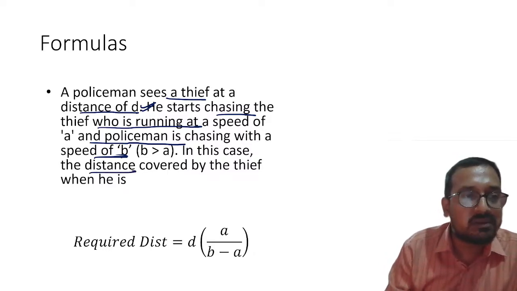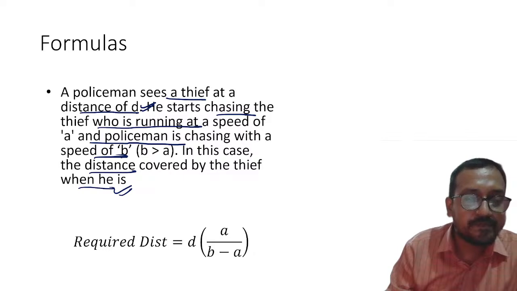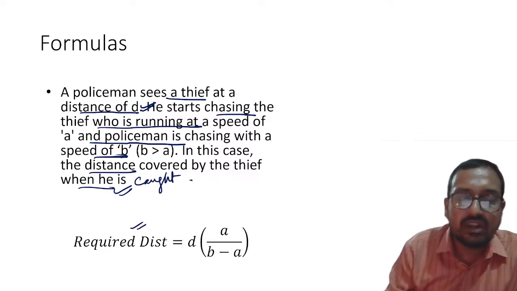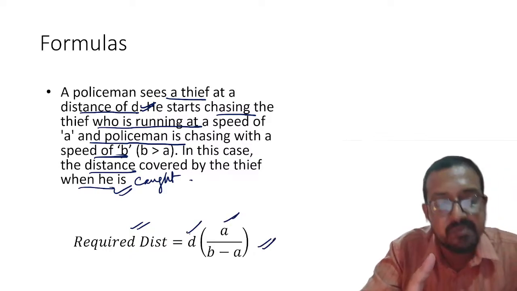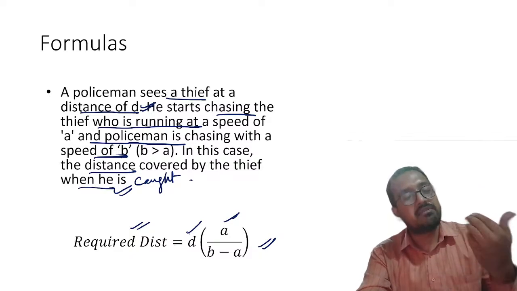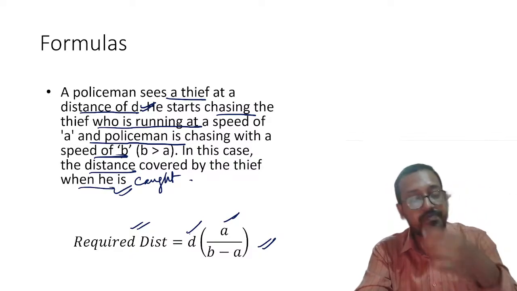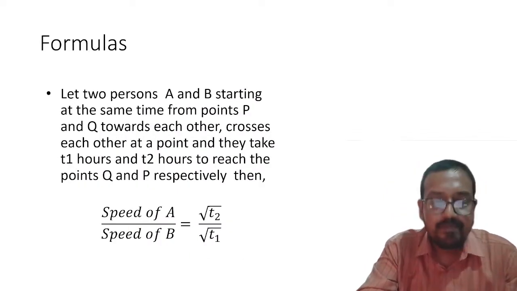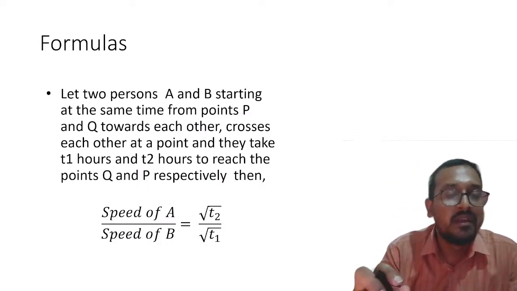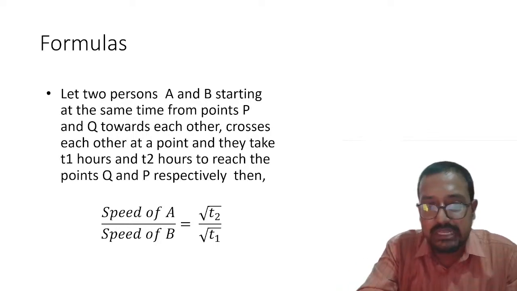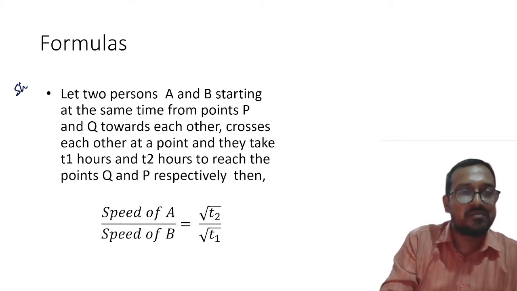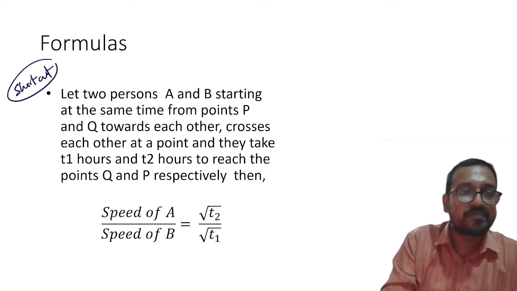So in this case, the distance traveled by the thief when he is caught is equal to the required distance, which is D into A upon B minus A. Please remember, this is extremely important. When I solve this question, I will make sure I solve it via the normal method or the relative velocity method. Understood? Now my dear students, this is very important, and trust me, if you rely on your basics, it will be very difficult to solve this question. So this is one shortcut which I recommend students to mug up.